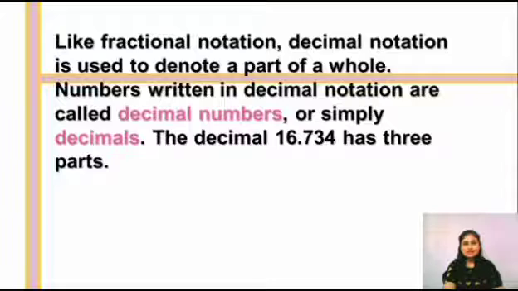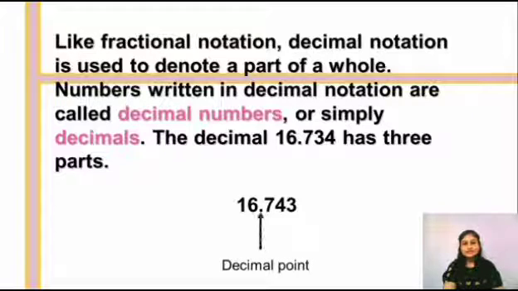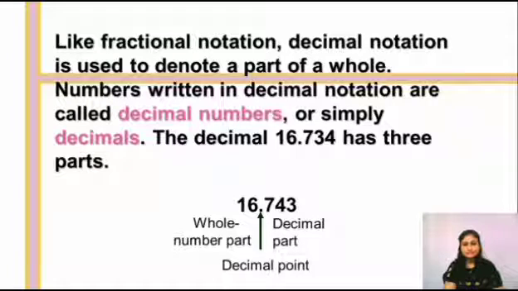Like fractional notation, decimal notation is used to denote a part of a whole. Numbers written in decimal notation are called decimal numbers, or simply decimals. The decimal 16.734 has three parts: decimal point, whole number part, and decimal part.